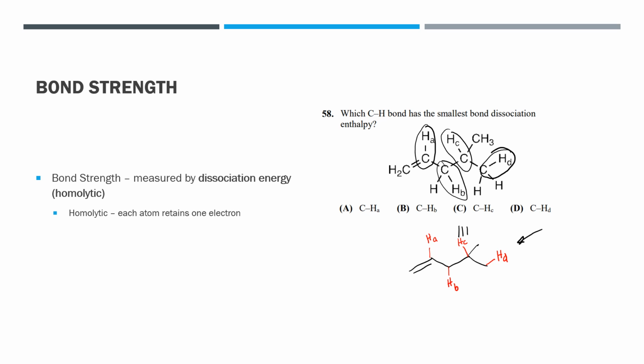So one thing to note is that bond strength is measured by the dissociation energy, which is homolytic. And when we talked about homolytic bond dissociation, we talked about each atom retaining one electron. So when we think about bond dissociation energy from a homolytic standpoint, we're thinking about radicals. And if it has a small bond dissociation energy, the radical that's formed is going to be more stable.